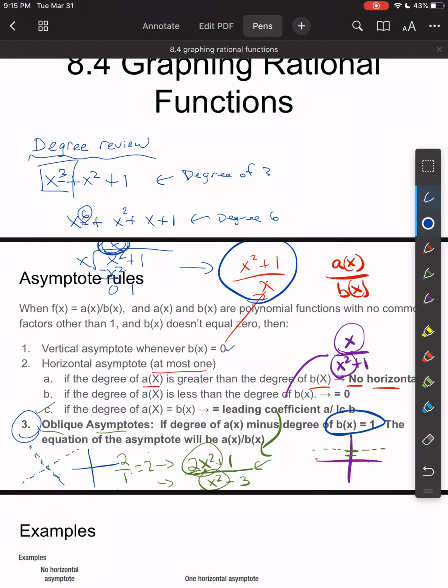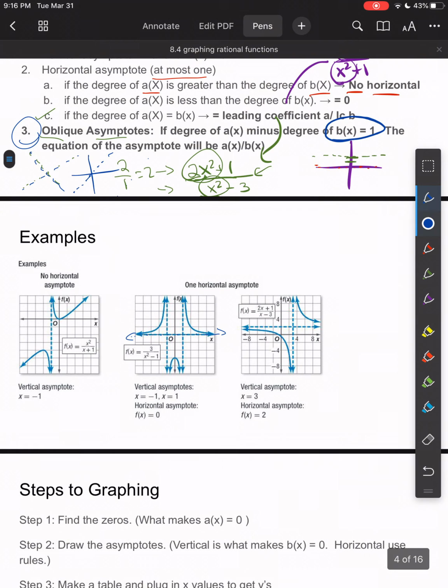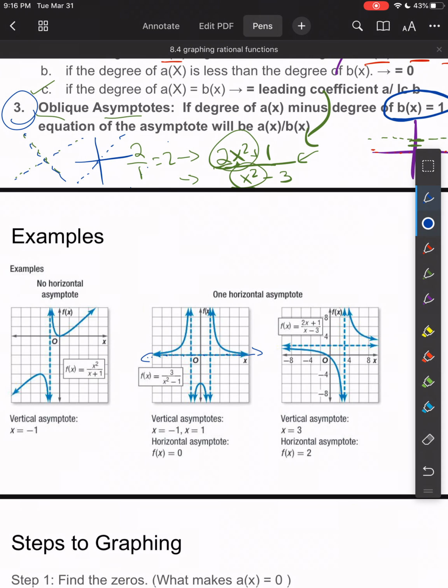If we were going to graph that oblique asymptote, and don't worry about this too much right now, we'll do some more of this later, it would look something like this. There'd be an oblique asymptote that goes y equals x, which is just a line with a slope of 1. So those are our asymptote rules. We'll refer to those often. They give you a couple of examples here, which I encourage you to look at. I think I give these to you in your notes.